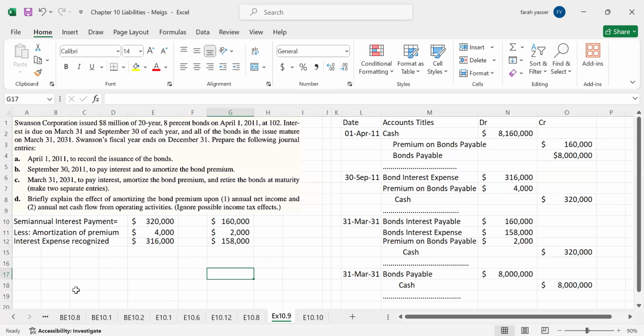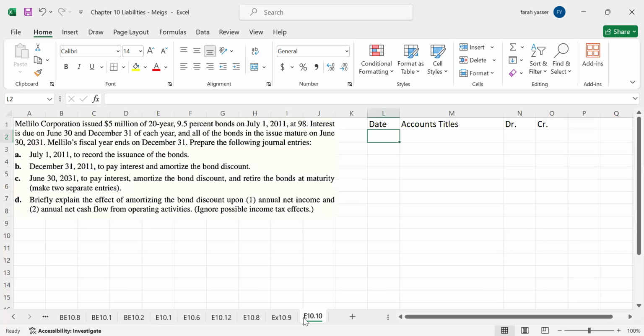So this was exercise 10.9. We are going to apply same concept on the issuance of bonds on discount. So here we have example, next example 10.10.